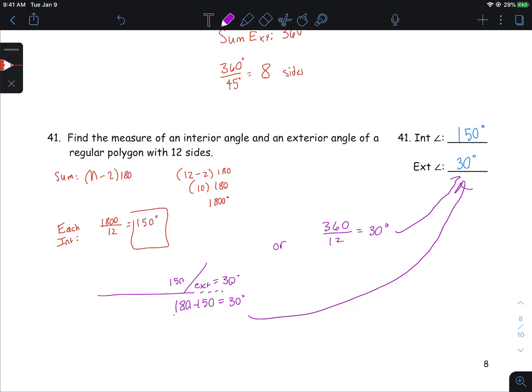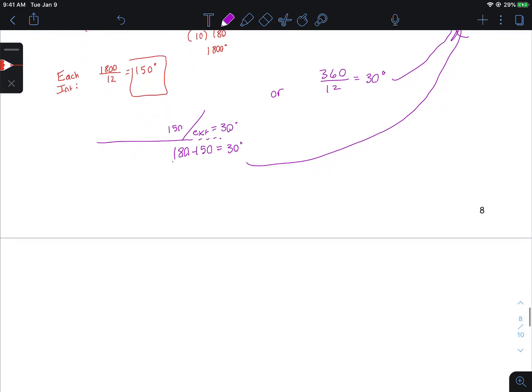Regardless of which way you do it, you should get the same thing. So that's a way you could check, to make sure you were doing it properly. Okay, and that should be it here.